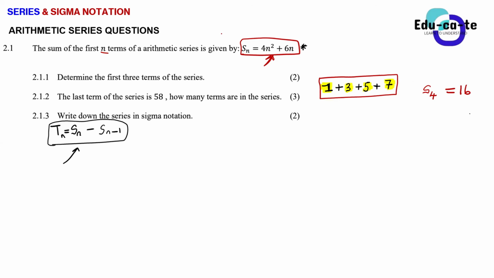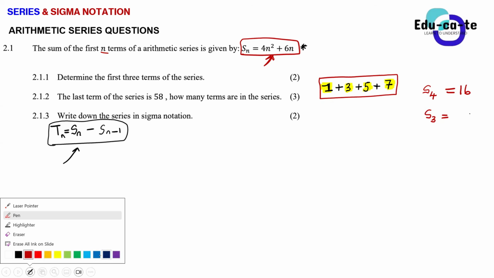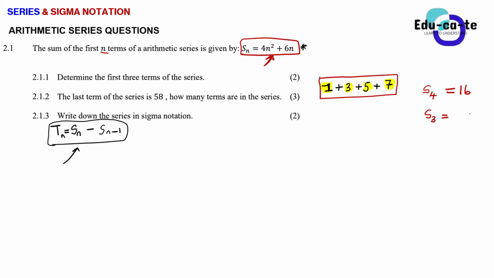Okay, what if, guys, I want to add the first 3 terms in the same series? Which terms am I going to add? Let's say I want to find the sum of 3 terms. What am I going to add? 1, 3, 5. Yes, I'm going to add 1 plus 3 plus 5. Only the first 3 terms.